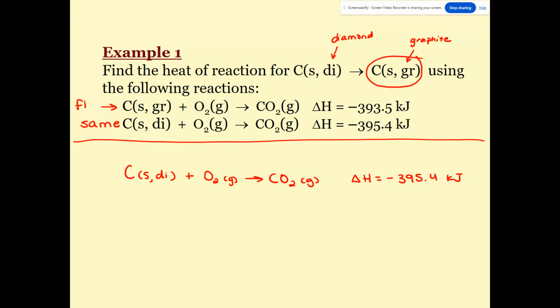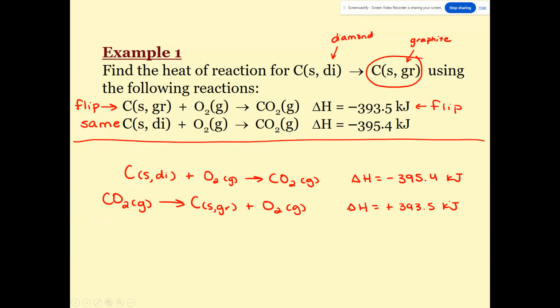I want it on the product side. So I'm going to flip that equation. Okay, the whole thing. So the products become the reactants. So my carbon dioxide is now my reactant, and my products are carbon solid graphite and O2 gas. My delta H also needs to be flipped to positive 393.5 kilojoules. Okay?